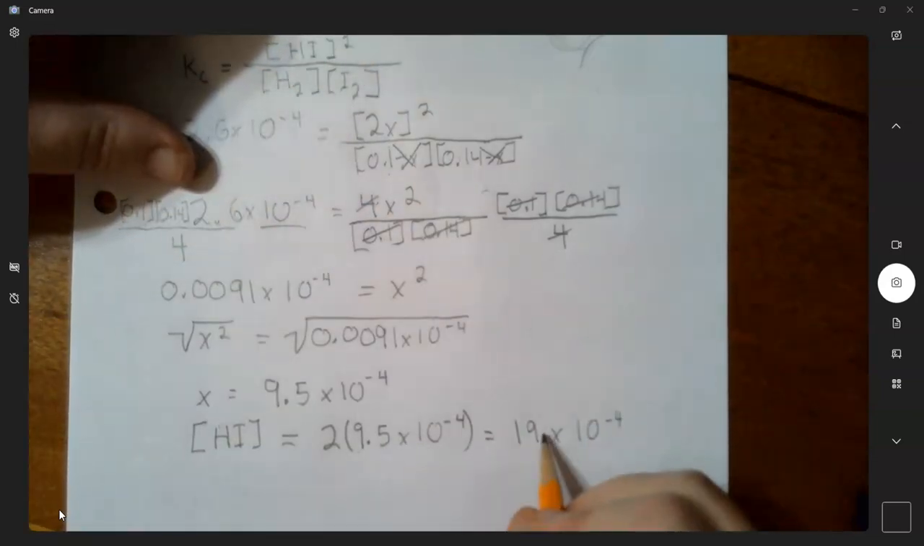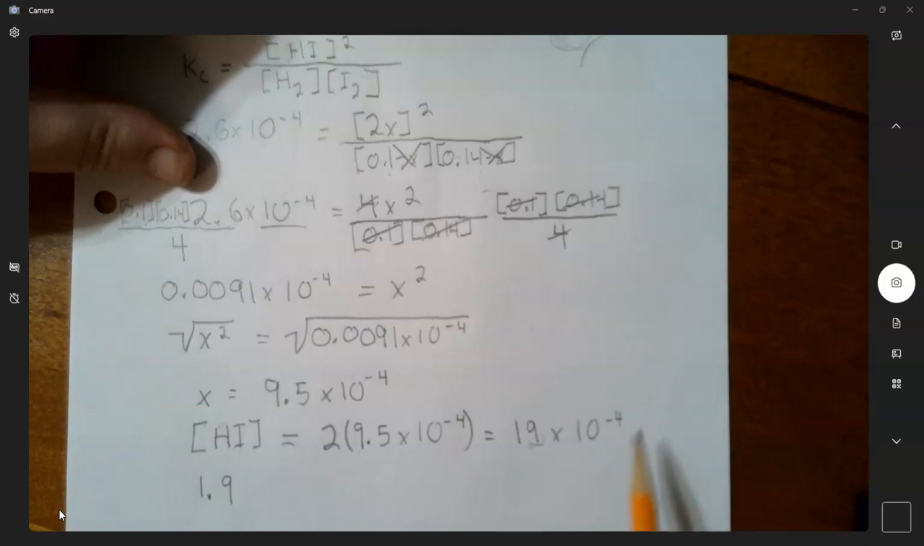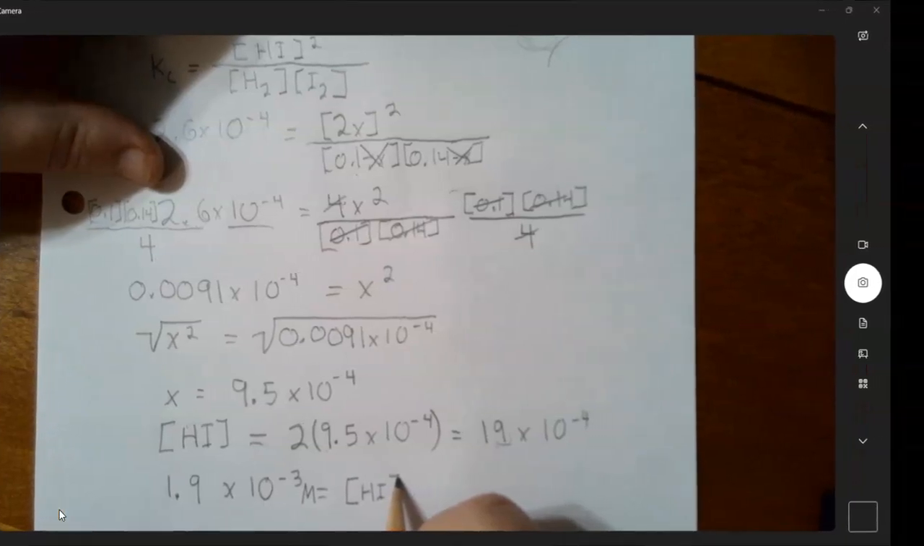You come down, you have to adjust the decimal, make it a number between 1 and 9.9. So I'm going to move the decimal over in between the 1 and the 9. I made this number smaller, 19 went down to 1.9, so I have to make this exponent 1 bigger, and that would be to the negative 3. And that equals the concentration. It should be molar, so put an M there. Concentration of HI. Okay, that's how you do that.